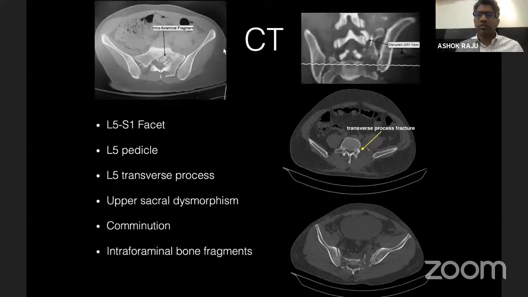And not only that, you have to look into factors like whether the pedicle of L5 is intact or not, especially when you have a huge transverse fracture, which is more medially placed, where the fracture can extend into L5. Those are the cases where you have to think about putting your pedicle screw into L4. Look for sacral dysmorphism. That is very important. Based on the sacral dysmorphism, you try to put your SI screws. Look for comminution, whether to use a fully threaded or partially threaded screw, and look for intraforaminal bone fragments. These are the cases where you have to think about doing a laminectomy or a foraminotomy.